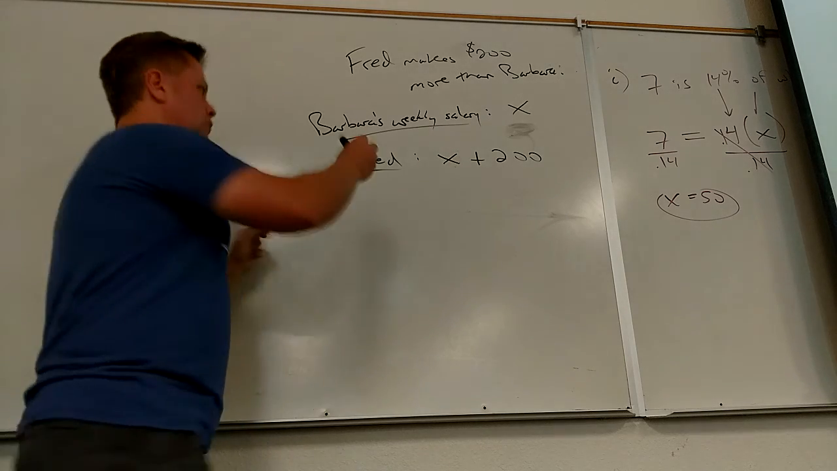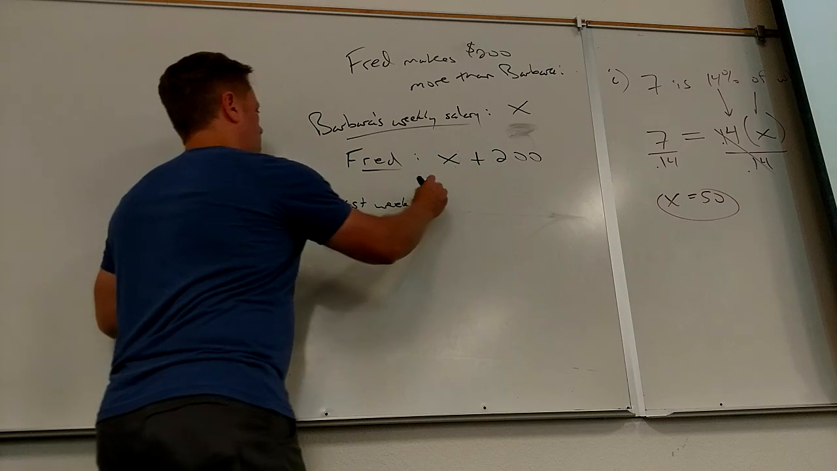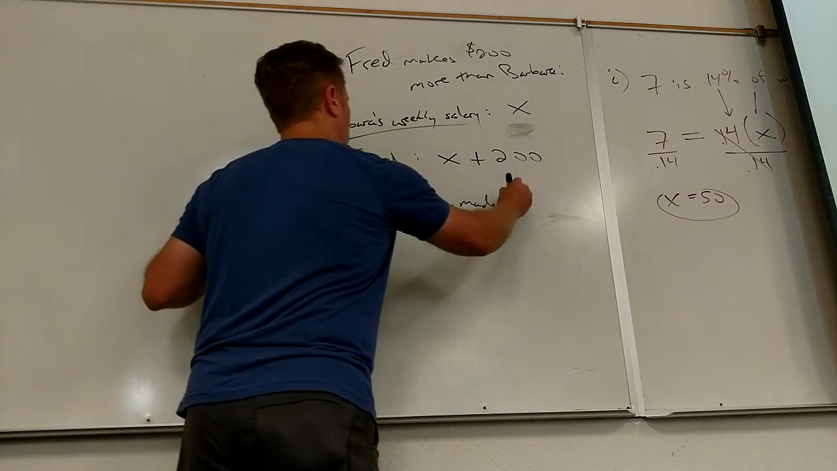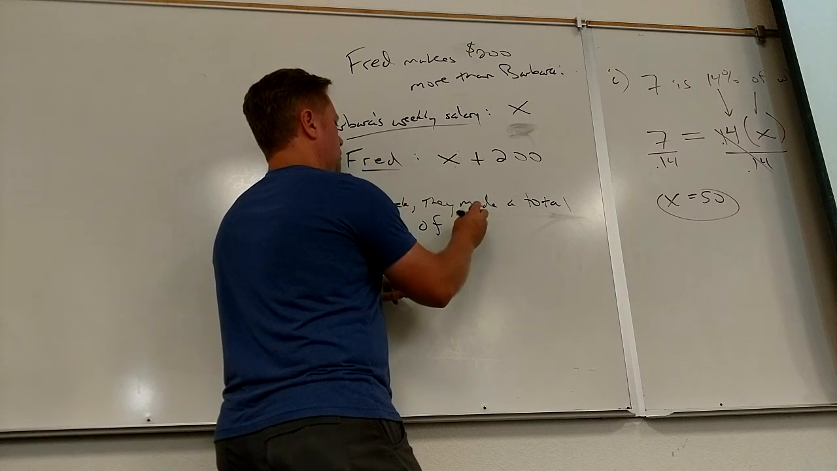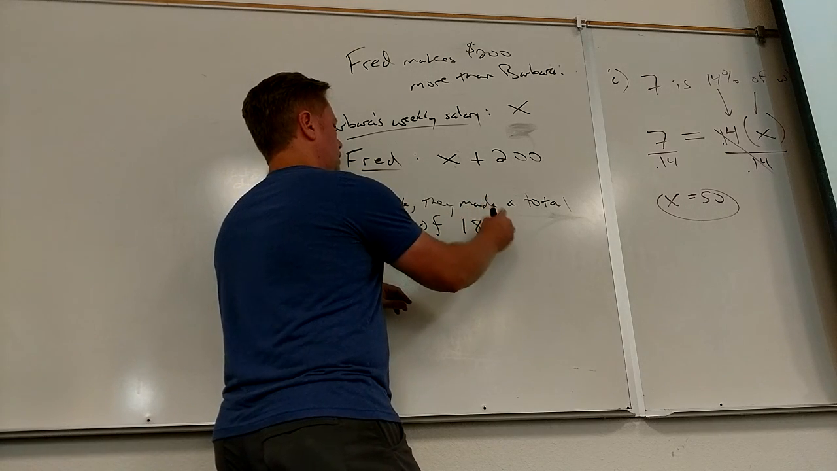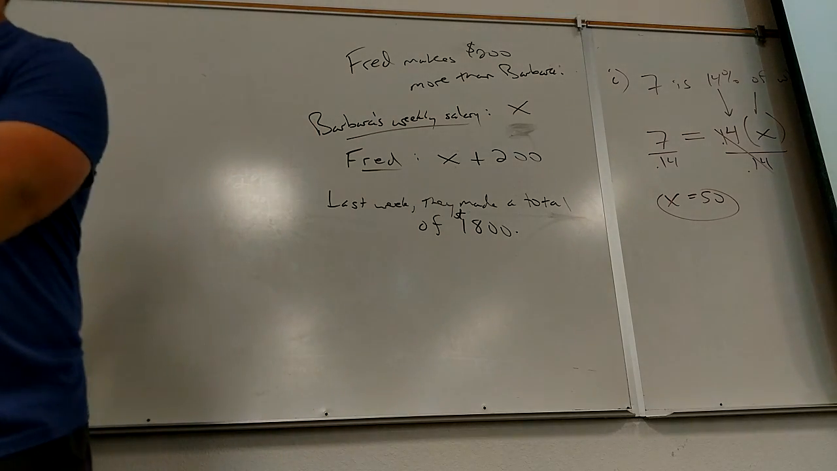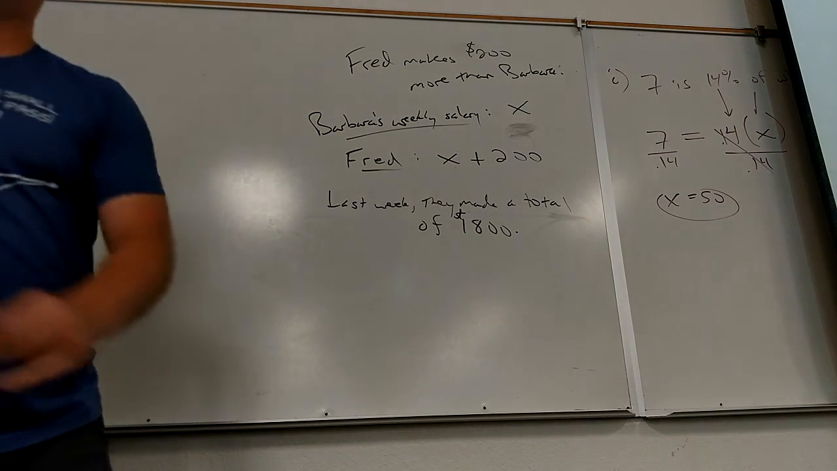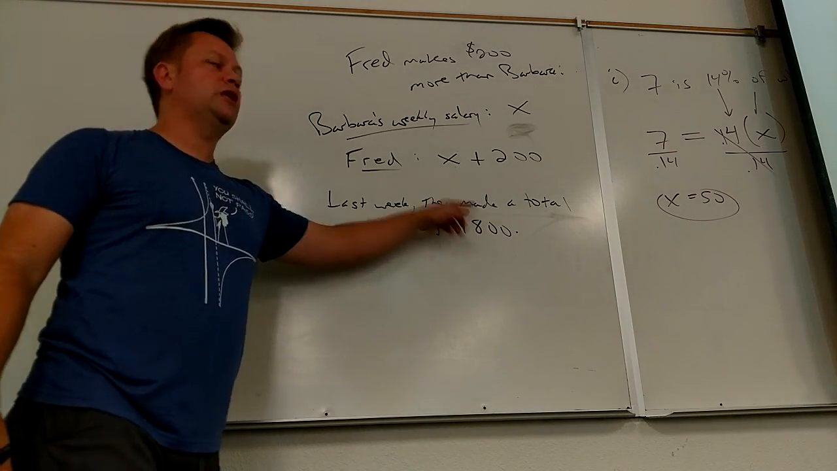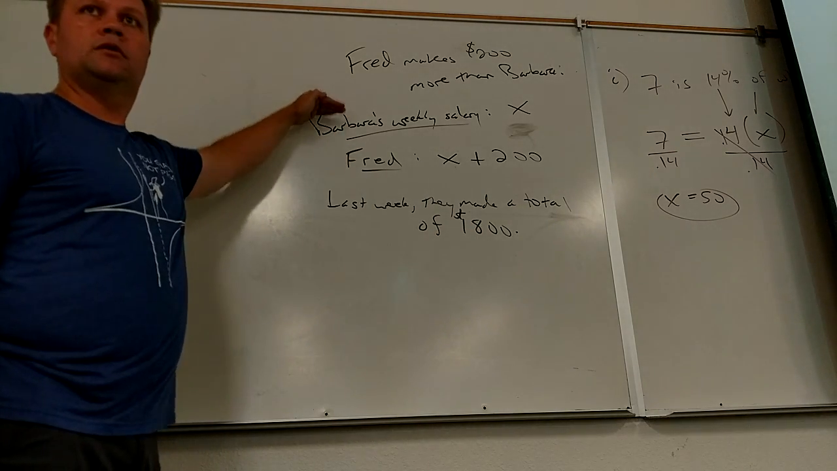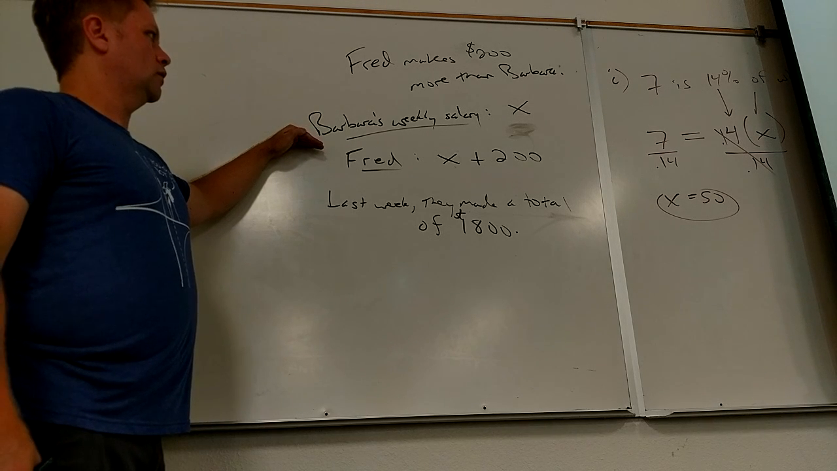Now, if I told you last week they made a total, you can do it, Jeff, of what? I don't know, man. $1,800. How much did they each make? Well, how would you do it? So then if they made a total of $1,800, that means what am I doing with? So 1,800 equals X plus 200?